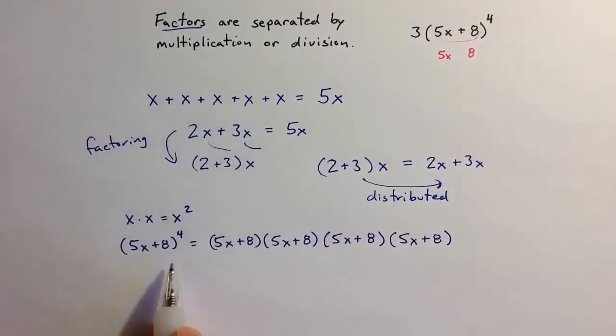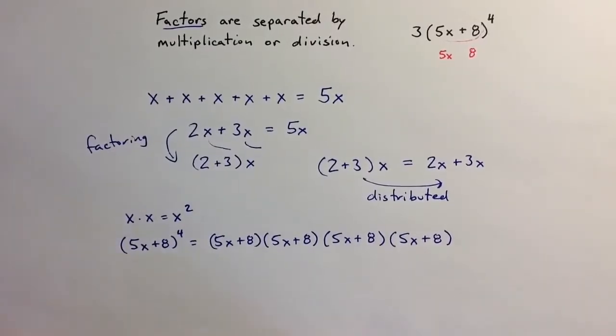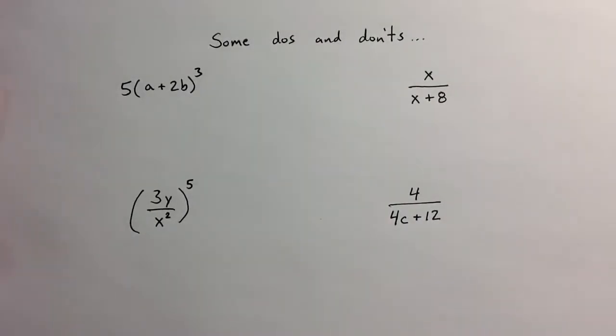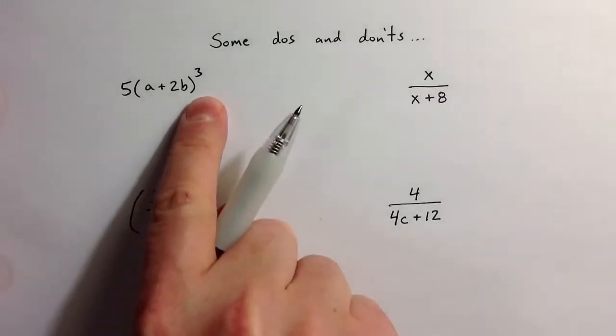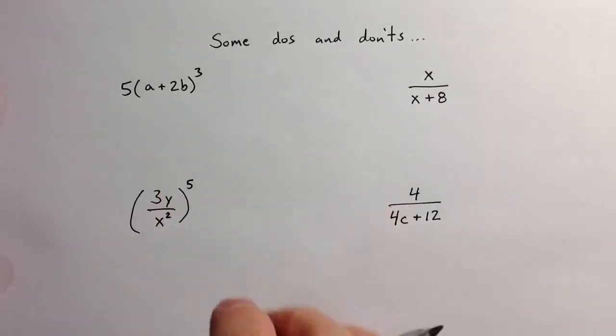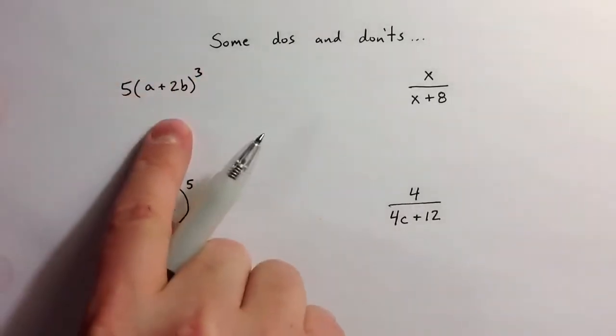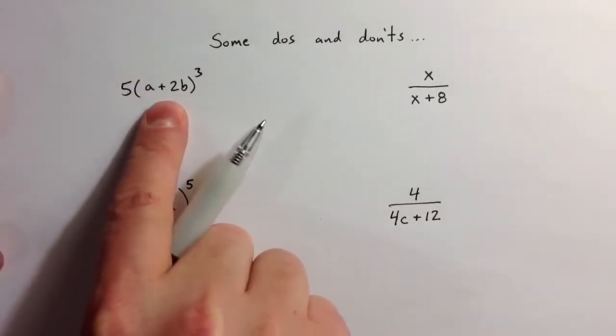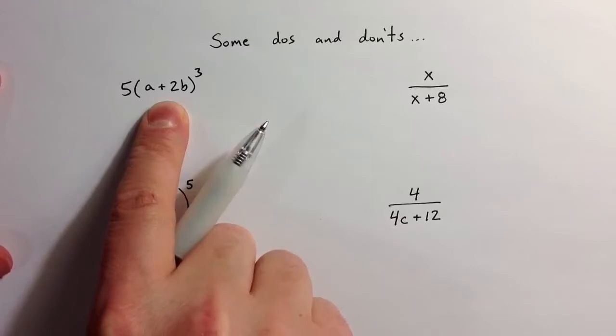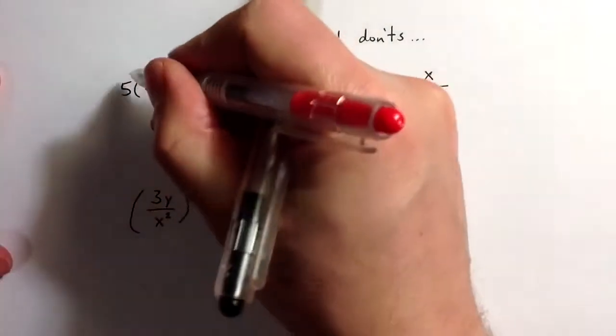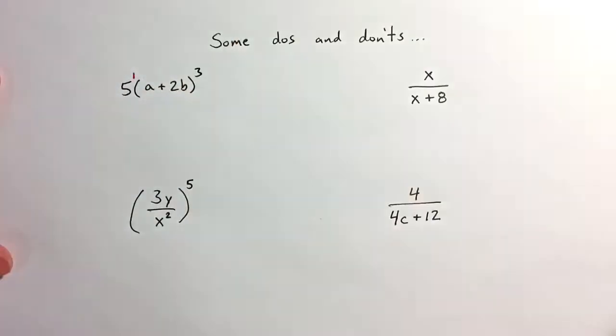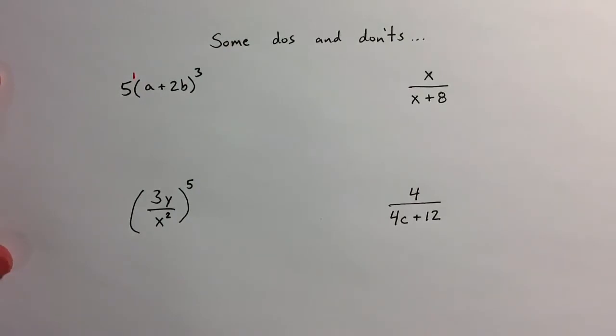So that exponent of 4, it's really a summary of 5x plus 8 times itself 4 times. Some do's and don'ts when working with factors and terms. Keep in mind that exponents represent repeated factors, or sort of a summary of how many times that factor appears in the expression. And the default is that the exponent is 1. So if nothing's written there, I could add an exponent of 1 next to the 5.